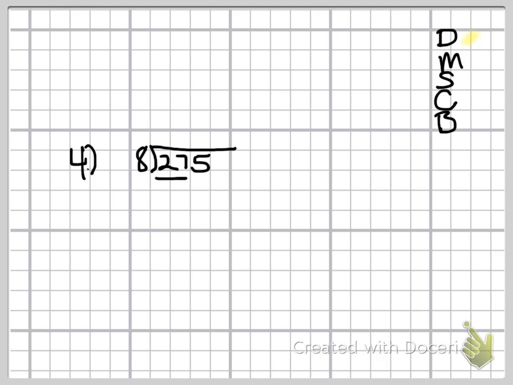Can 27 be divided by 8? Yep, you betcha. How many times can 8 go into 27? 8 times 2 is 16. 8 times 3 is 24. 24 seems close. So 8 goes into 27 3 times. So I've divided. Now I'm going to multiply.